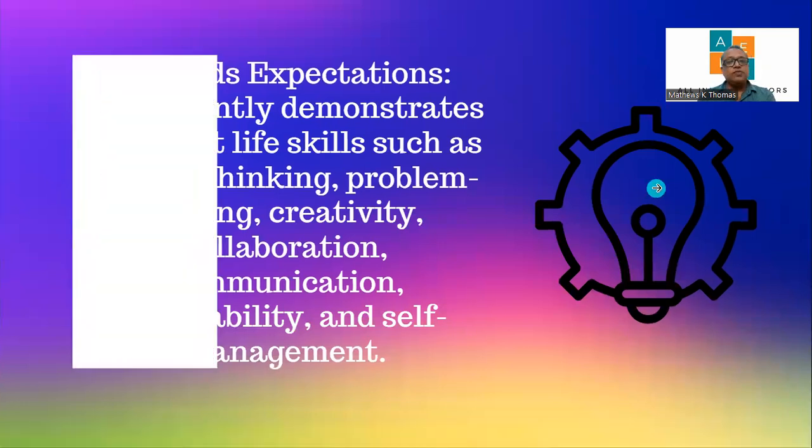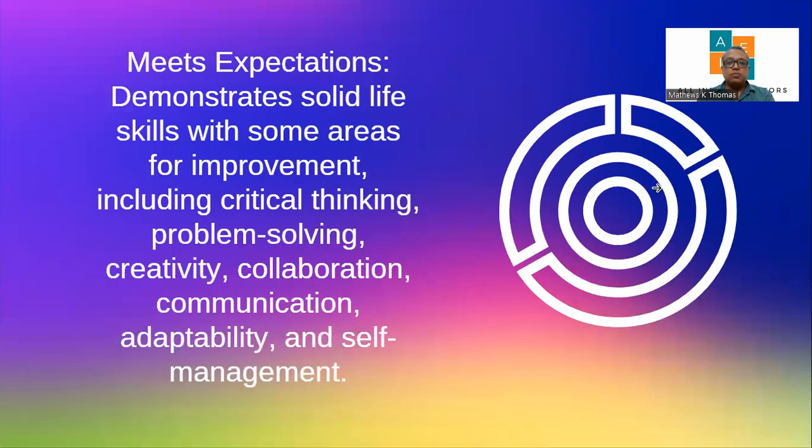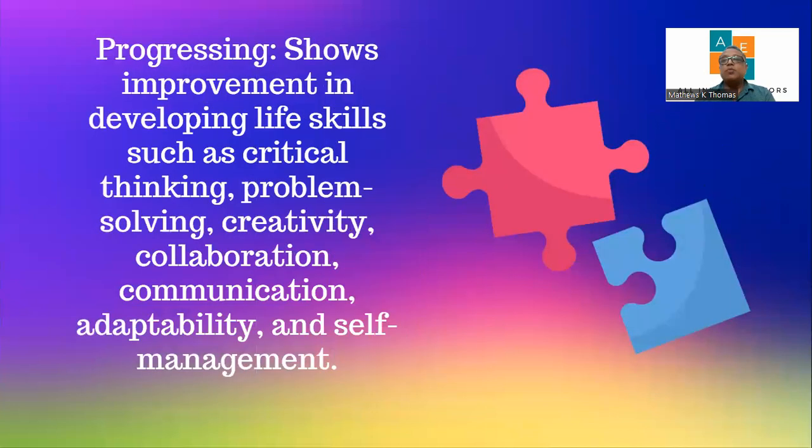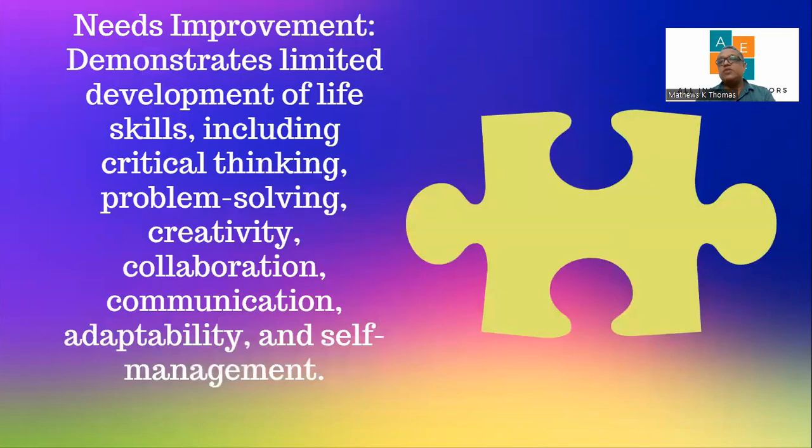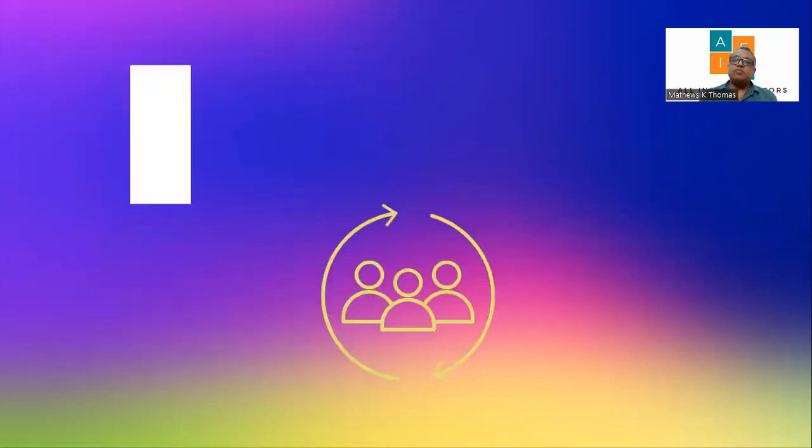Then the next part of the report card will include, as I said, "meets expectations." This is about the life skill itself. Are they able to do all this? Then they will give them "progressing." That means they're showing some improvement, but at the same time, they are not outstanding. Then we have "needs improvement." That means life skills are there, but very, very basic. They are not able to apply it properly, or they are not able to communicate with others, or they are not able to collaborate. So that needs improvement.